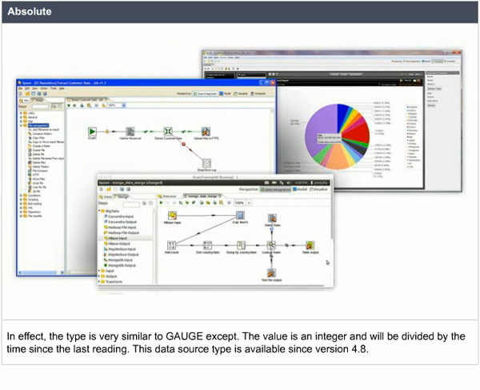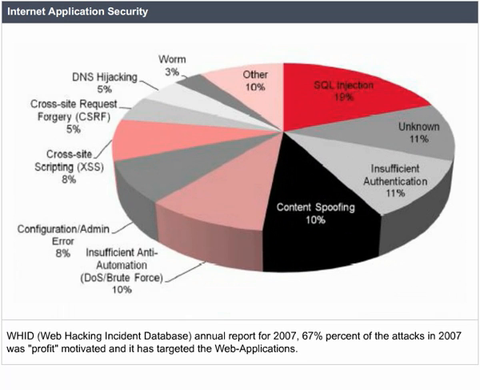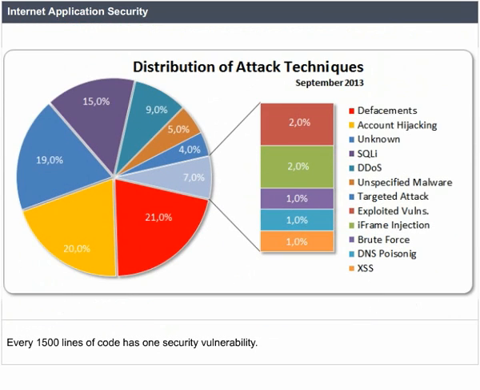Internet Application Security: the Web Hacking Incident Database (WHID) annual report for 2007. 67% of the attacks in 2007 were profit motivated, and they targeted web applications. Acunetix, a leading vendor of web application security solutions, revealed that on average 70% of websites are at serious and immediate risk of being hacked. Every 1,500 lines of code has one security vulnerability.